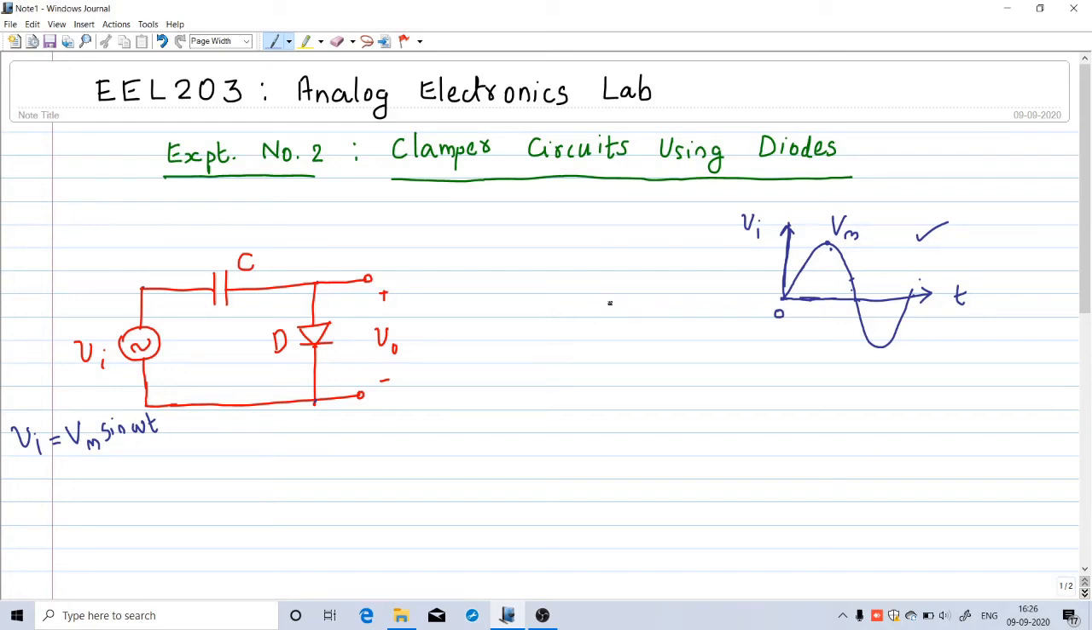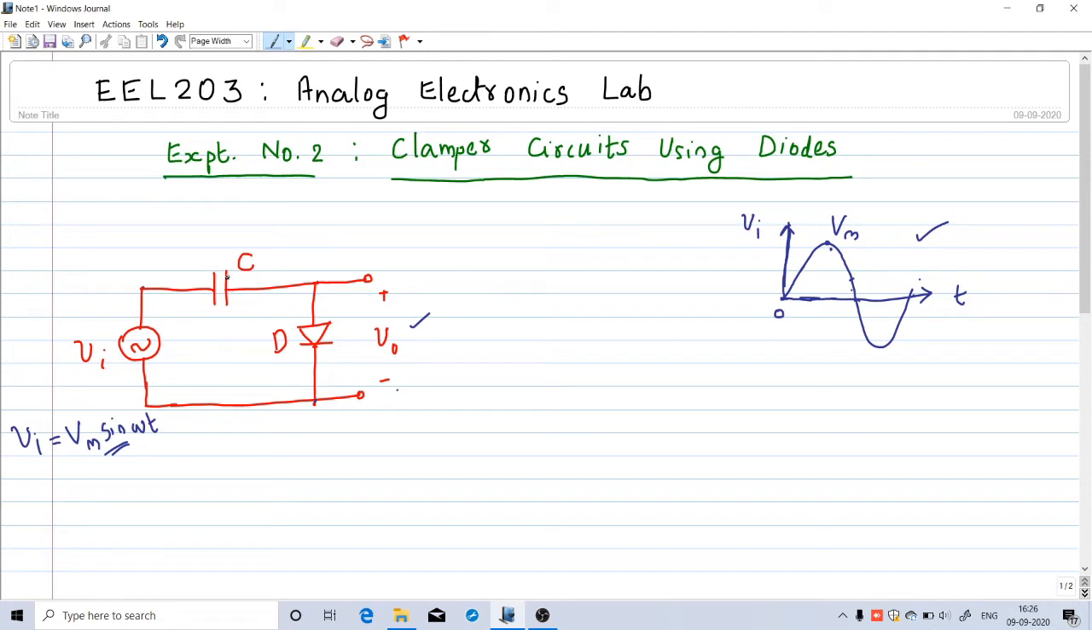Welcome to this video. In this video, we will go through the working of diode clamper circuits. So let us consider the circuit shown here. There is an AC signal source Vi equal to Vm sin omega t. Then output is measured across the diode, Vo, and there is a capacitance C and diode D.